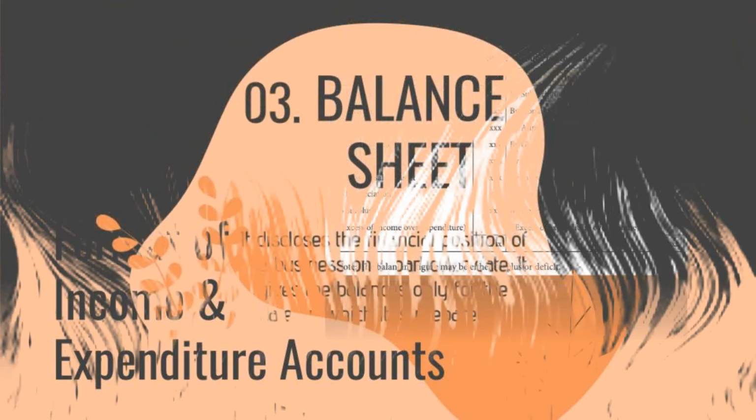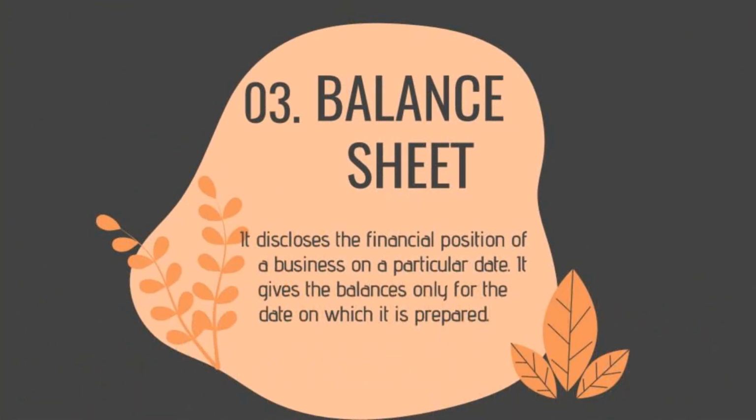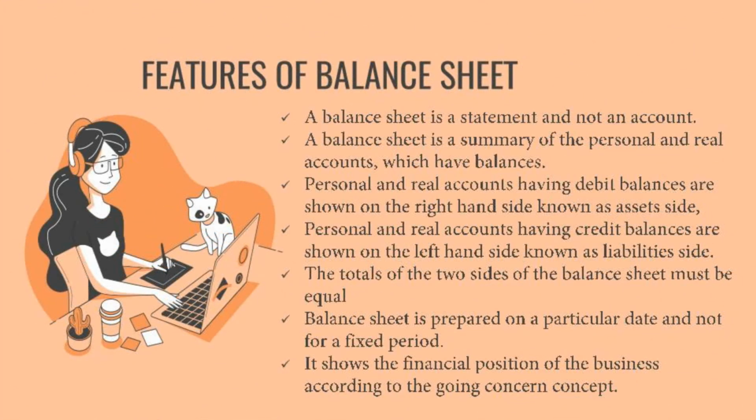Finally, we prepare the balance sheet. It discloses the financial position of a business on a particular date. It gives the balances only for the date on which it is prepared. Features of the balance sheet. 1. A balance sheet is a statement and not an account. 2. A balance sheet is a summary of the personal and real accounts, which have balances. 3. Personal and real accounts having debit balances are shown on the right-hand side, known as asset side.